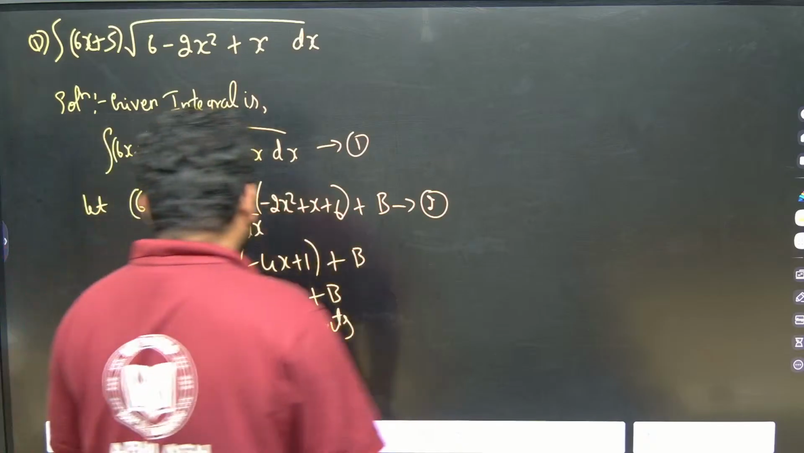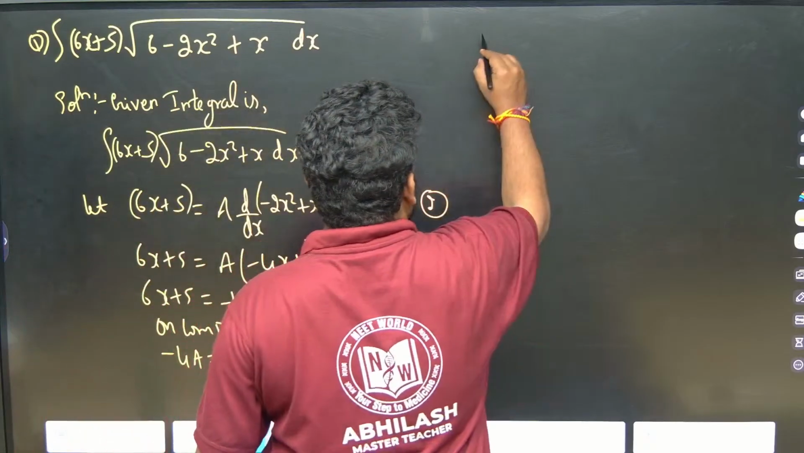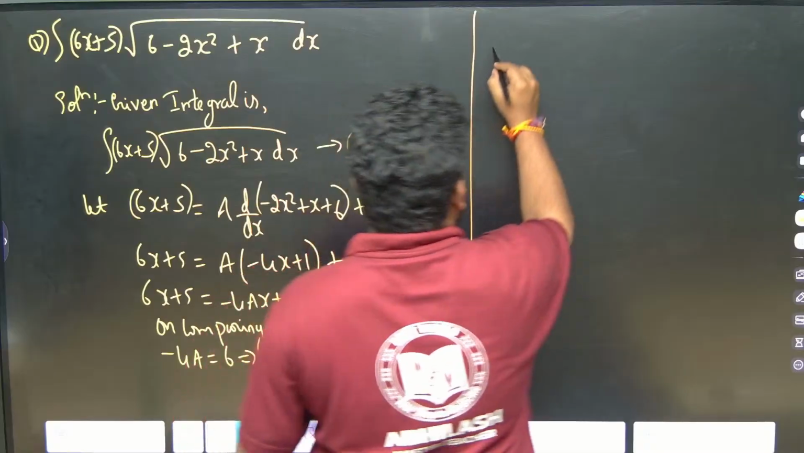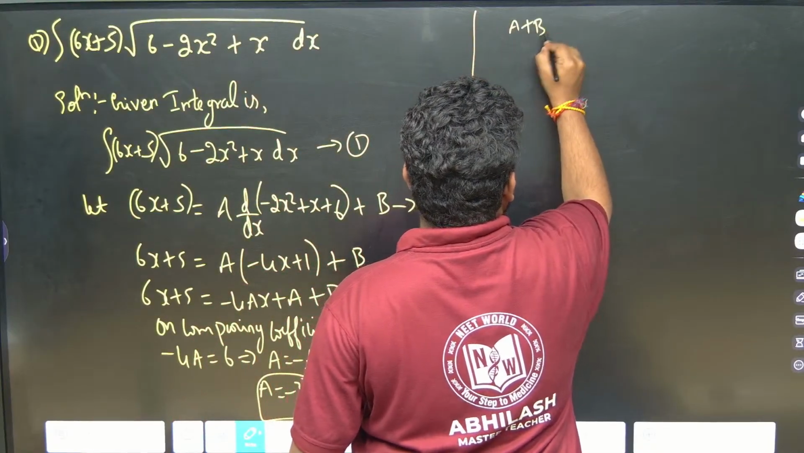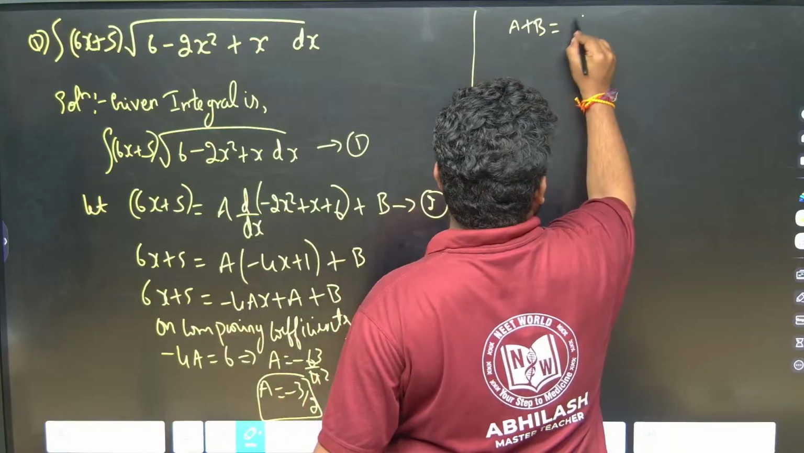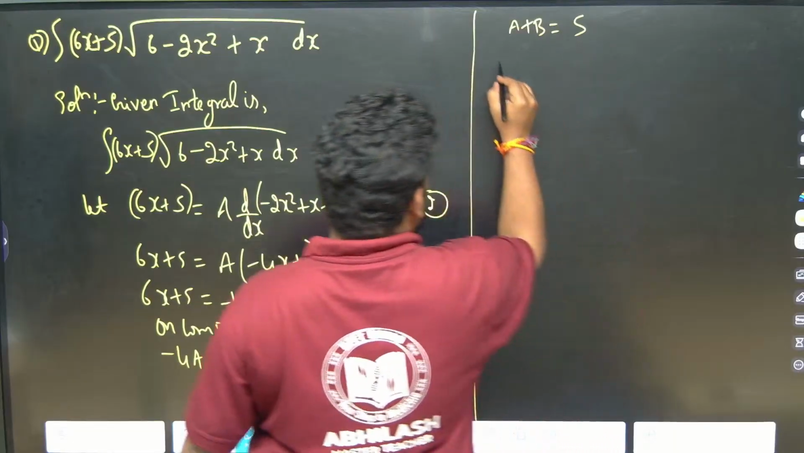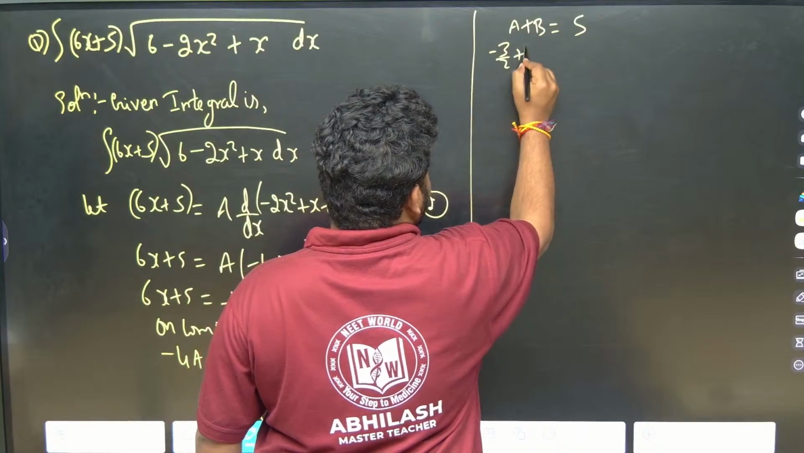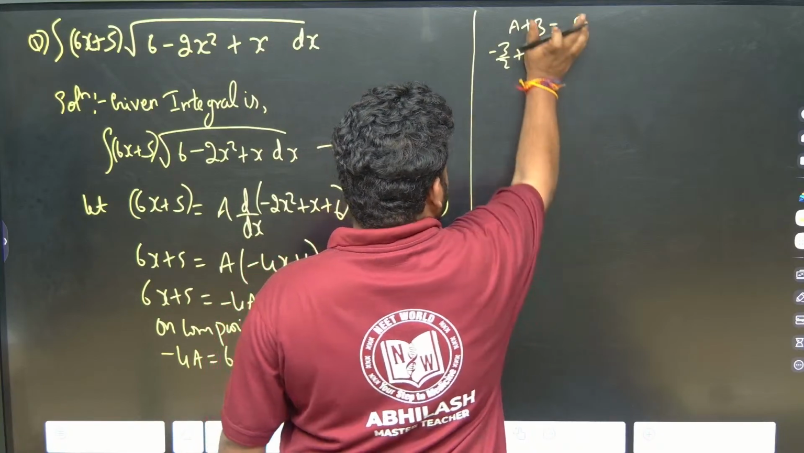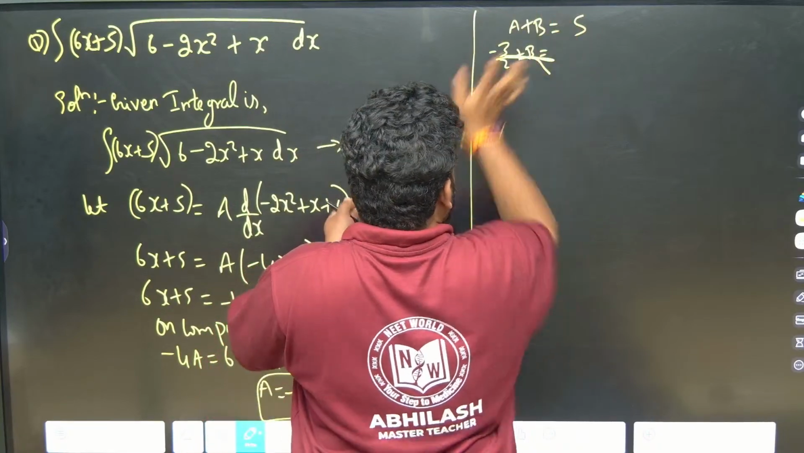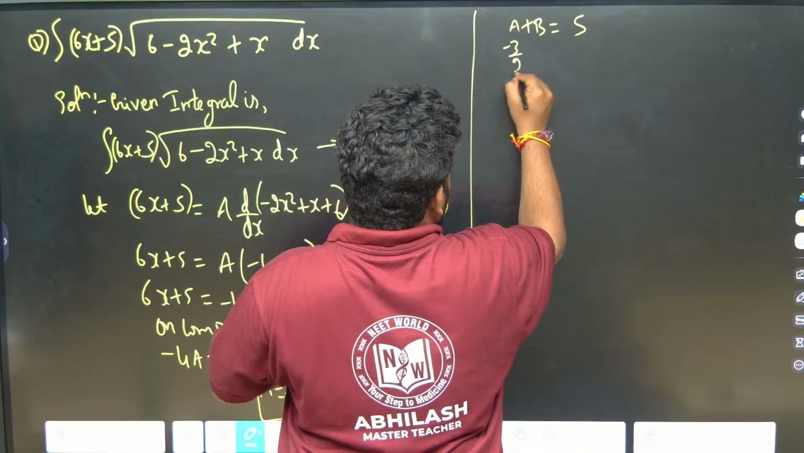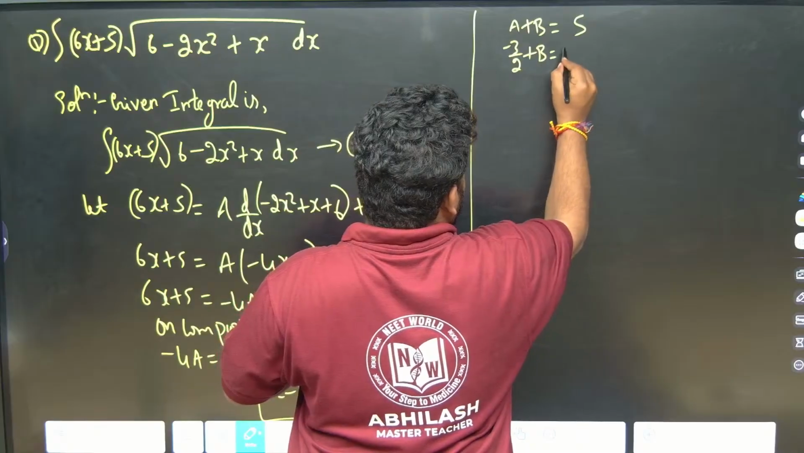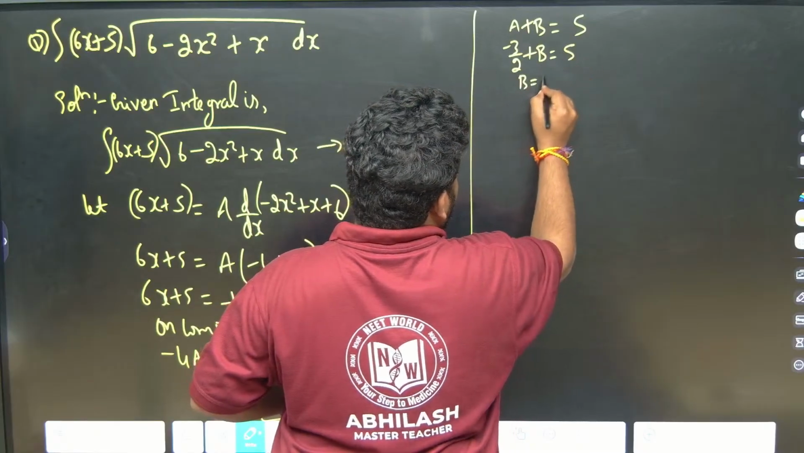Next, now look at the constants. If we talk about the constants, we have a plus b equal to what is the constant value here? It is 5. The a value we got here is minus 3 by 2. Let us put the value. Minus 3 by 2 plus b is equal to 5.